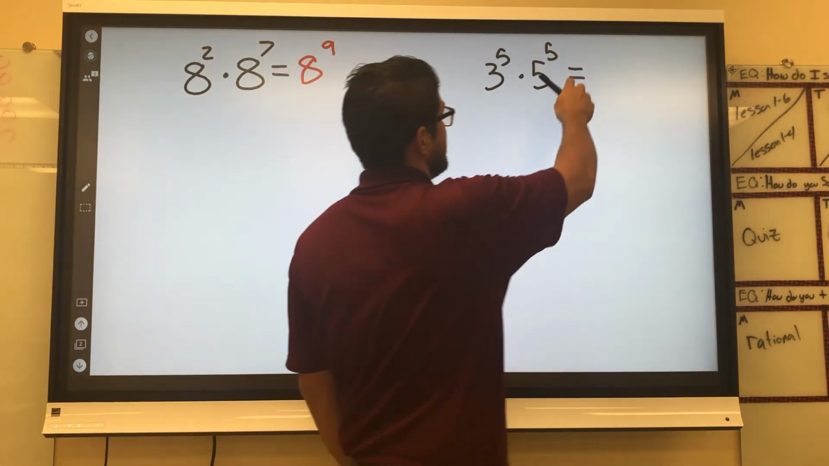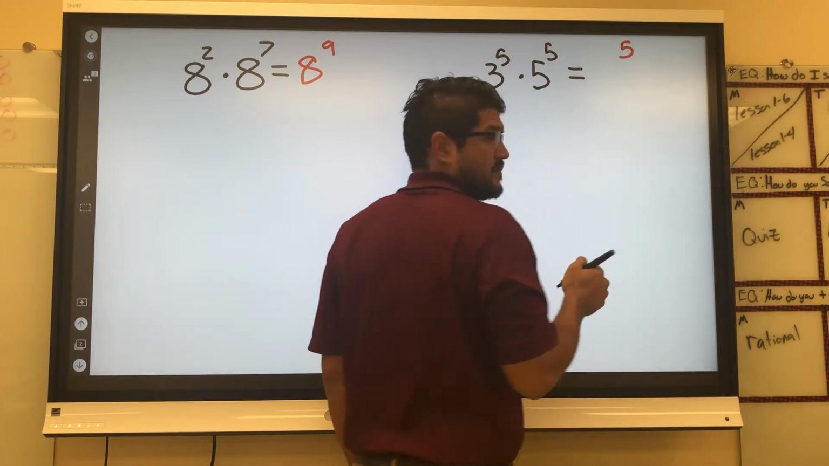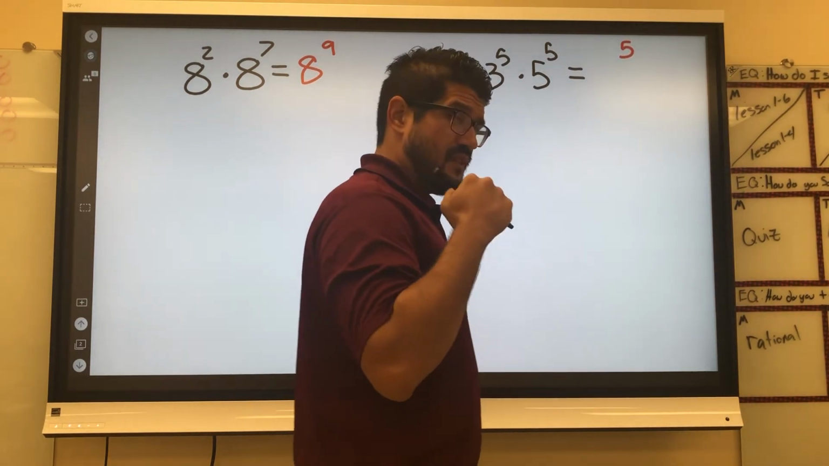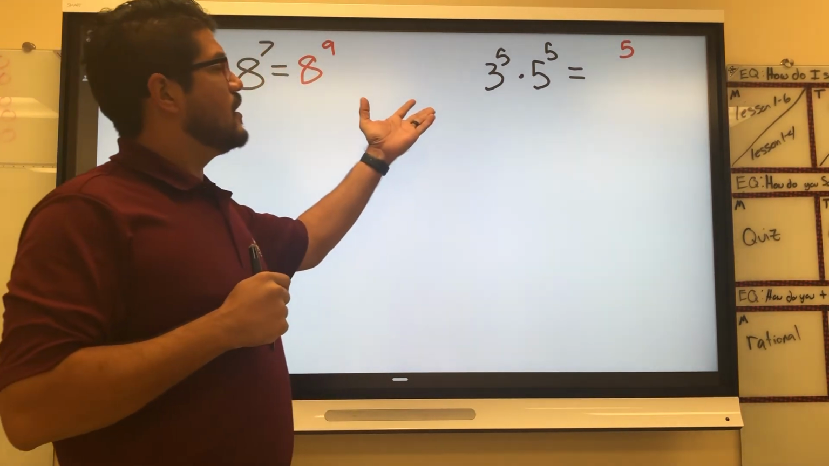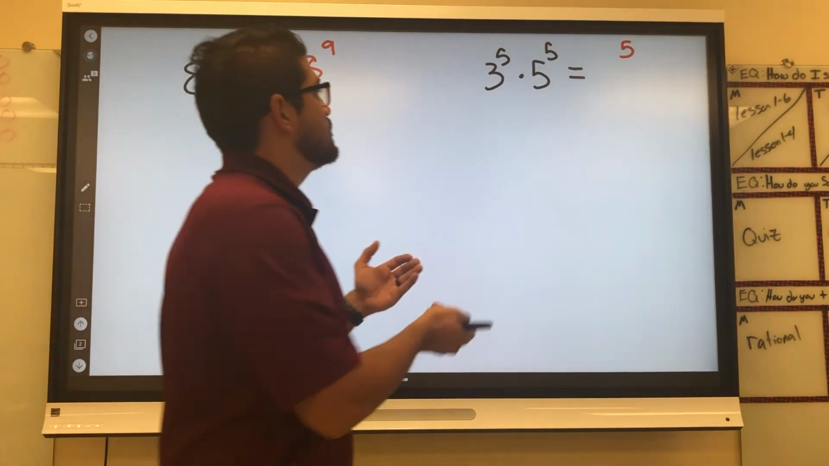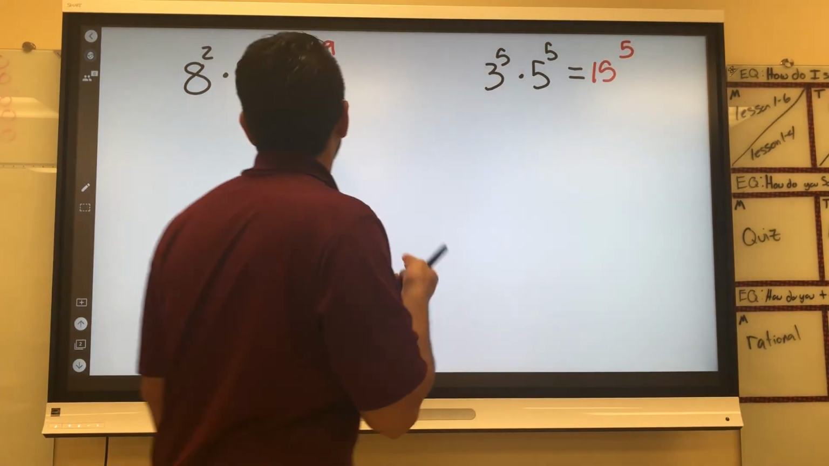Now this one, the exponents are the same. So I'm going to leave the exponents the same. Okay? The thing I'm changing is the 3 and 5. The 3 and the 5 are going to actually multiply because they're numbers. They're not exponents. They're just numbers. So 3 and 5, this is going to become 15. Now I'm going to explain both of these.